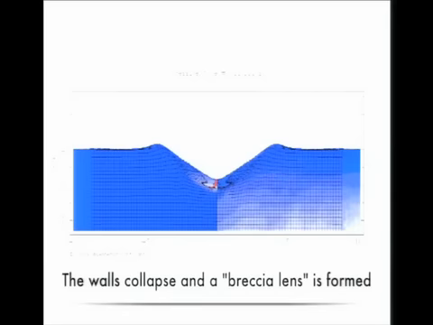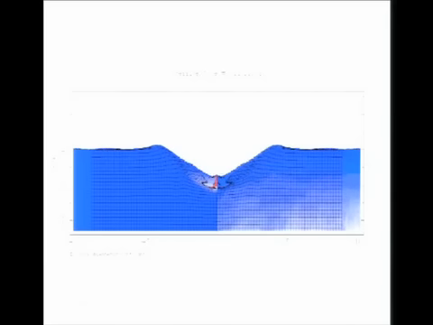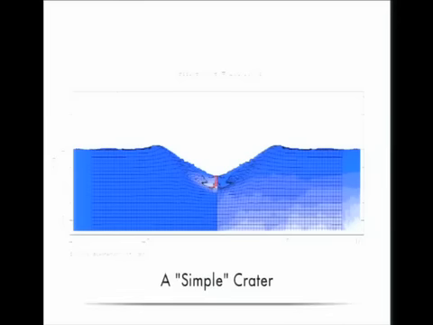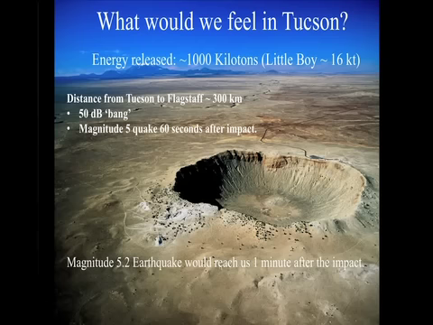And then after a while, I say a while, like 100 seconds. This is actually a very quick process, given how huge the transport of rock is. You start to get the walls collapse in a bit, and this forms a breccia lens. So this is generally what a simple crater looks like.